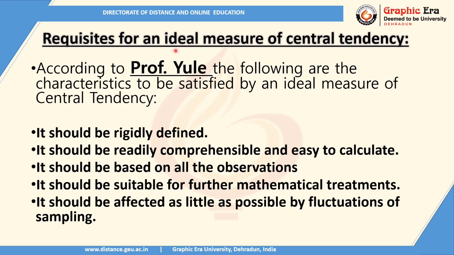So requisites for an ideal measure of central tendency. According to Professor Yule, the following are the characteristics to be satisfied by an ideal measure of central tendency. So what are the prerequisites to measure central tendency? First, it should be rigidly defined. So the data which are given should be defined. It should be readily comprehensible and easy to calculate.